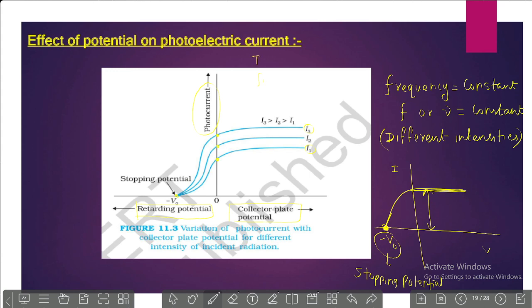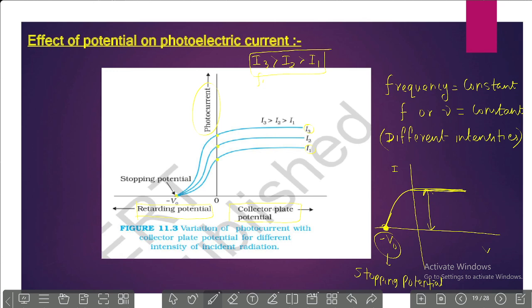And listen, if I check the I3 intensity, I3 intensity is greater than I2, greater than I1. So I3 is the greater intensity. Corresponding to that, saturation current is also different. Saturation means the maximum value of photoelectric current.